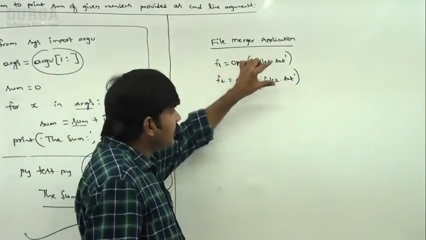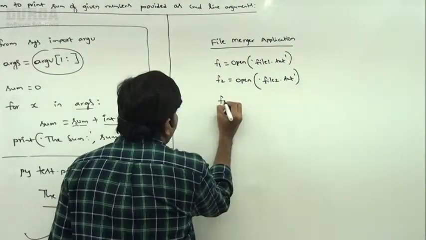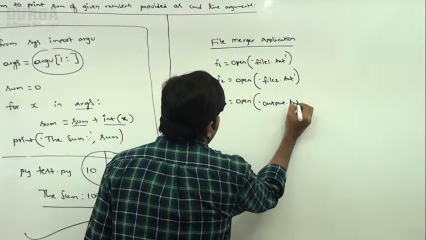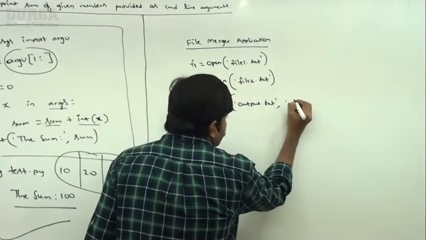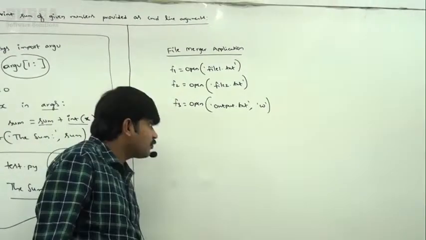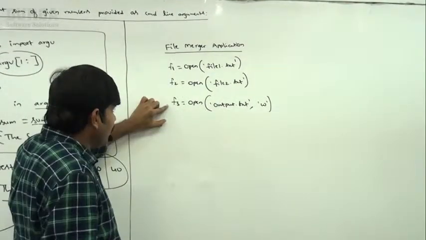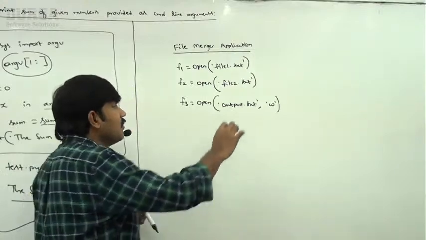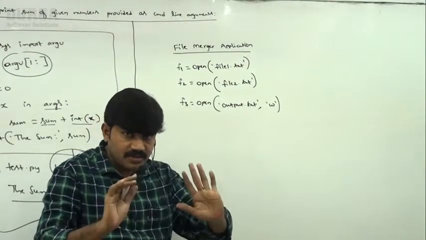Sir, this data I have to write to output.txt. Assume that I open output.txt, but I want the write operation, so we compulsorily have to specify the mode explicitly, W. F3 is ready. Now three files are there: file1.txt, file2.txt and output.txt. My job is to read the data from file1.txt and file2.txt and write that data to output.txt. This is my requirement, right?